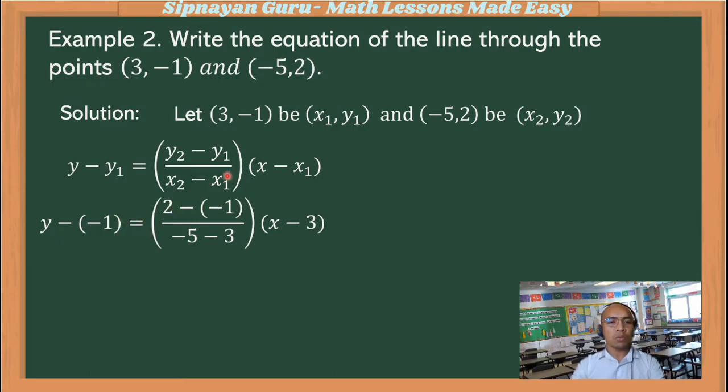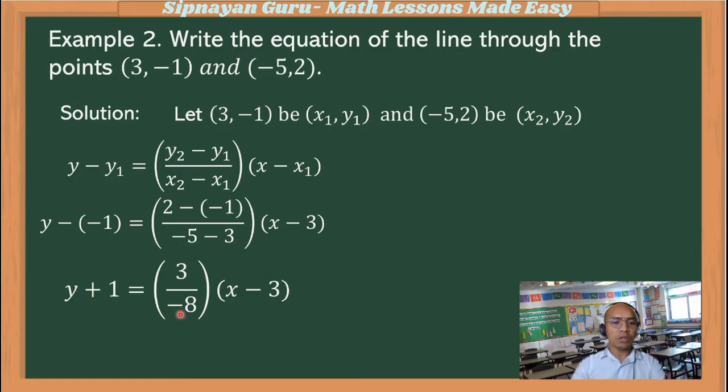And this is equal to y sub 2, which is positive 2, minus y sub 1, which is negative 1, all over x sub 2, negative 5, minus x sub 1, 3, times x minus 3. Simplify. Negative times negative is positive, so 2 plus 1 is 3. Negative 5 minus 3, we add the two numbers, so this is 8, and copy their common sign. So this is negative 8.